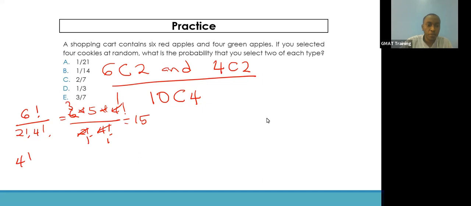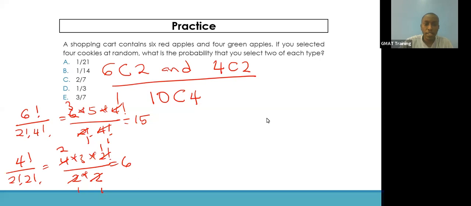4 choose 2. This is 4 factorial over 2 factorial times 2 factorial. This is 4 times 3 times 2 factorial, all over 2 times 2. Since 2 factorial is 2, the 2 factorial cancels out, and 12 over 2 is 6. So 4 choose 2 is 6.